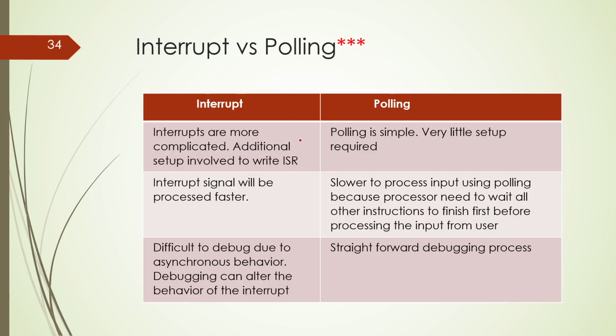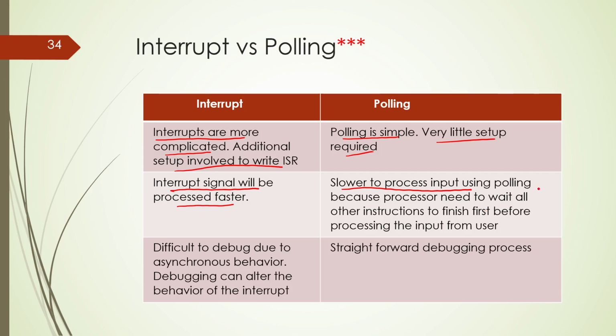Okay, so advantages and disadvantages. You compare interrupt versus polling. Interrupts are more complicated, additional setup required. Polling is simple, very little setup is required. Interrupt signals will be processed faster, but polling is slower to process input. Macam like you're waiting for the bus, you have to check every 1 minute or every 10 minutes. But with interrupt, you don't have to wait. When it happens, it will stop whatever you're doing and then you will serve the interrupt.